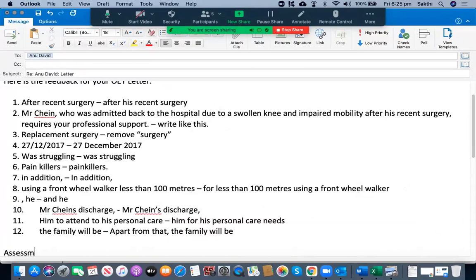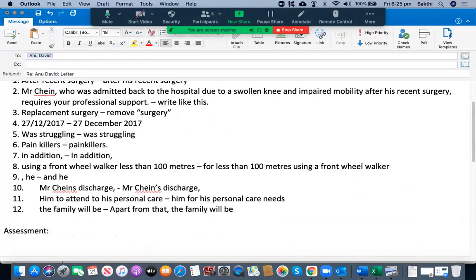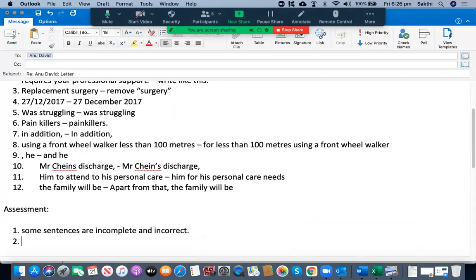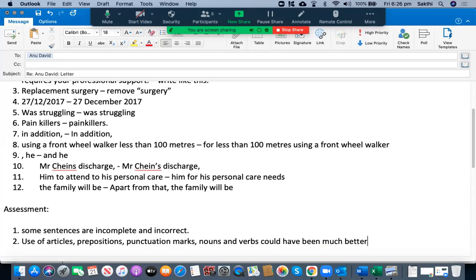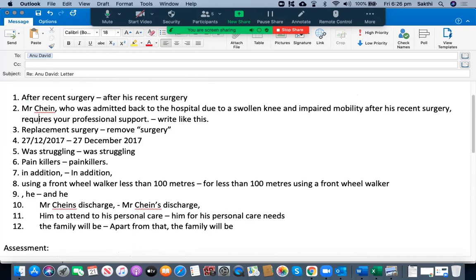All right, let me go through the assessment first. As far as the first thing is concerned, some sentences are incomplete and incorrect. That's not good. They are grammatically incomplete and incorrect. Use of articles, prepositions, punctuation marks, nouns and verbs could have been much better. Unfortunately, most of the mistakes you have committed were the major ones. Some of them are recommendations, but most of them are not.